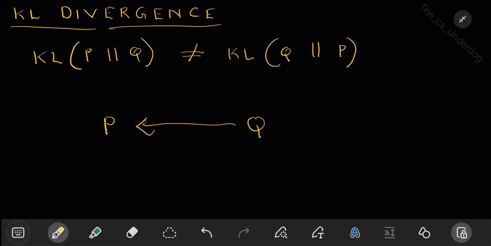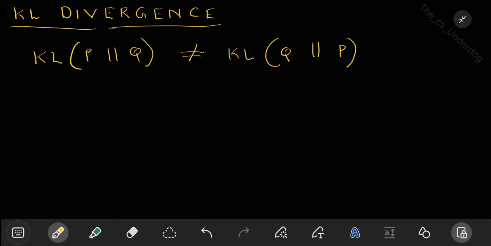So this also means it is direction dependent. When you're moving from P to Q, you're moving in this direction, and when you're moving from Q to P, you are moving in this direction. So the value of KL divergence is direction dependent. It depends on whether you are moving from Q to P or from P to Q. Because of this, it is not symmetric. KL divergence of P from Q or Q from P, these are different values, and it is also visible from the mathematical equation.